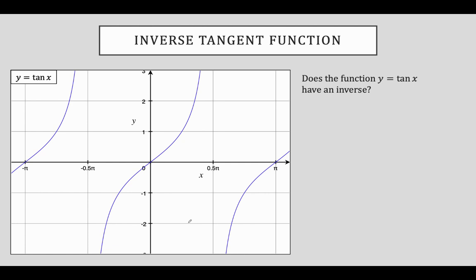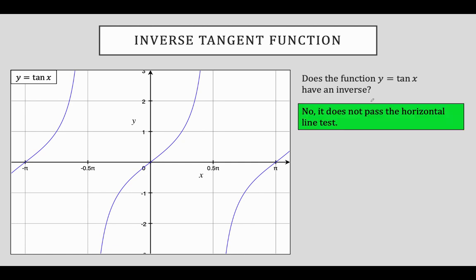And lastly, let's look at inverse tangent. Okay, here we have the graph of y equals the tangent of x. Does the function y equals tan of x have an inverse? Well, no, it does not pass the horizontal line test. If I were to draw a horizontal line, I'd have multiple intersection points. The function is not one-to-one, therefore it does not have an inverse.